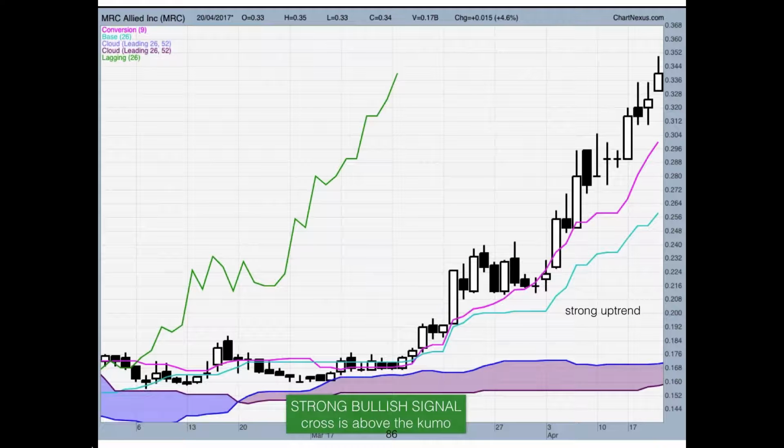Now, a strong bullish signal is produced if the crossover happens above the Kumo. With a strong bullish signal, prices are likely to trend up on strong momentum after the crossover. Now, this is the strong bullish signal for MRC. At the closing price of 178, the Tenkan-sen crossed above the Kijun-sen. After that crossover, prices went up almost vertically to 238 and then proceeded to the 48 high.